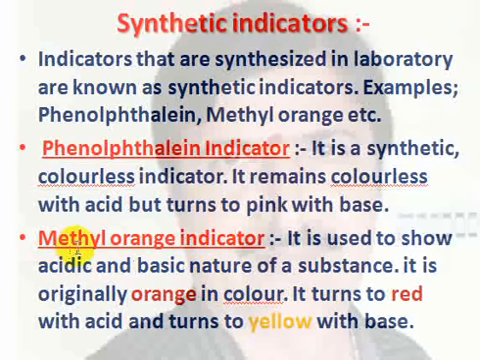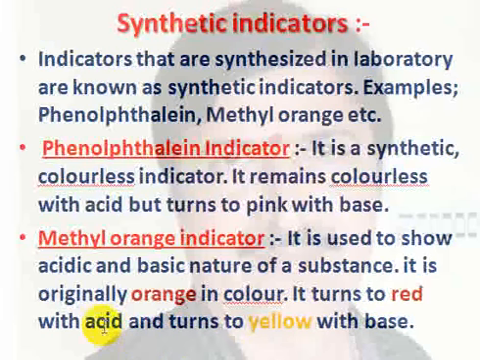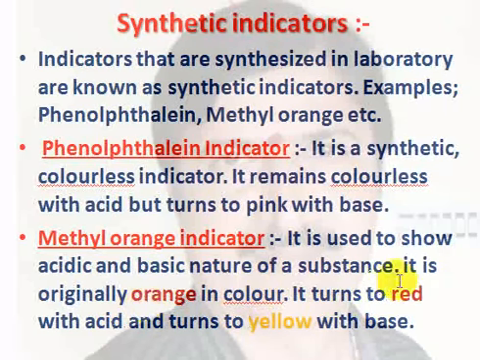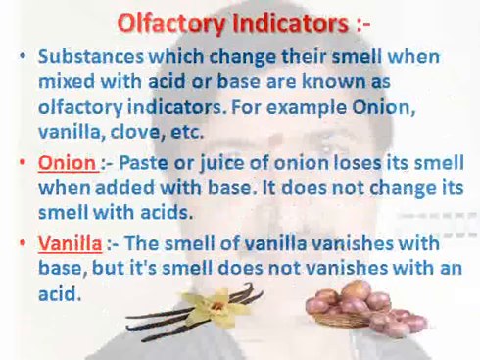Then another synthetic indicator is methyl orange. It is used to show the acidic or basic nature of a substance. Originally the methyl orange indicator has orange color. This orange color changes to red in the acidic medium and turns to yellow in the base. So the original color of methyl orange is orange. When it is added to acid, it turns orange to red. When it turns orange to yellow, then the given substance is a base. So that is about synthetic indicators.